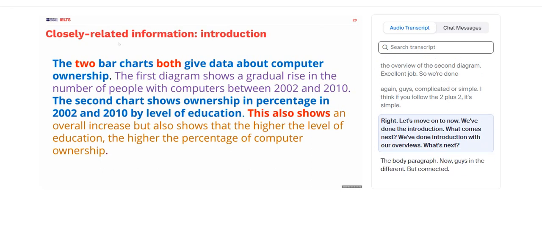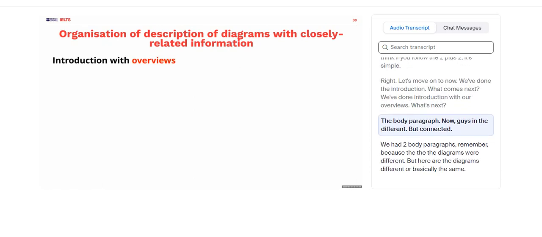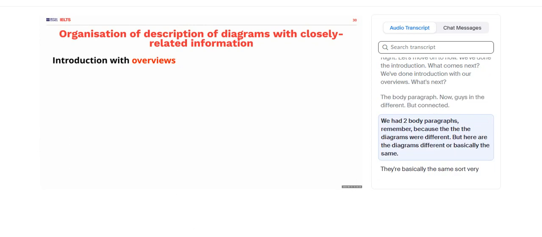Right? Let's move on. Now we've done the introduction. What comes next? We've done the introduction with our overviews. What's next? The body paragraph. Now, guys, in the "different but connected" type, we had 2 body paragraphs, remember?